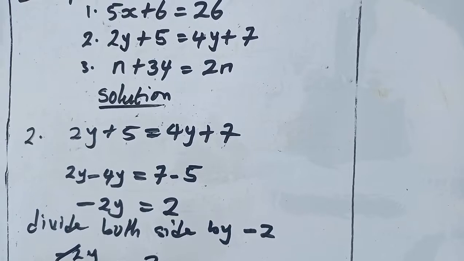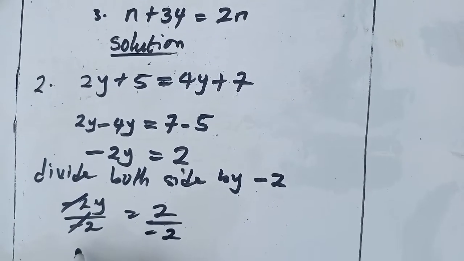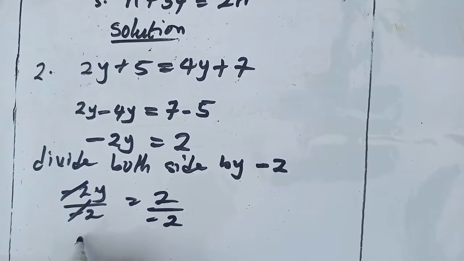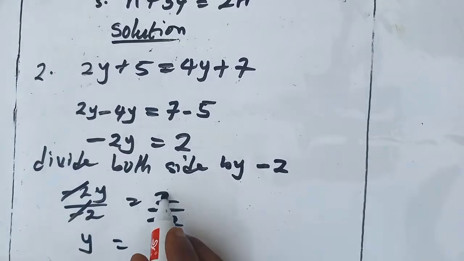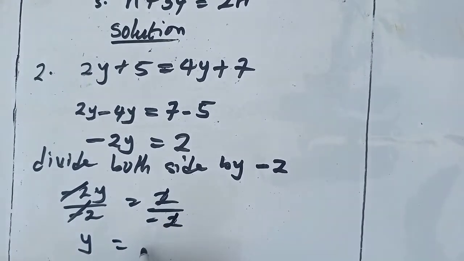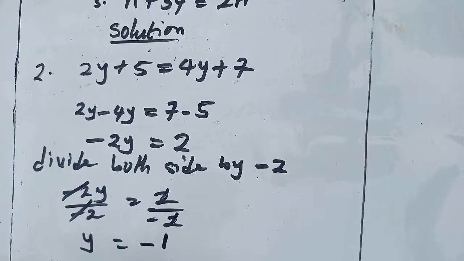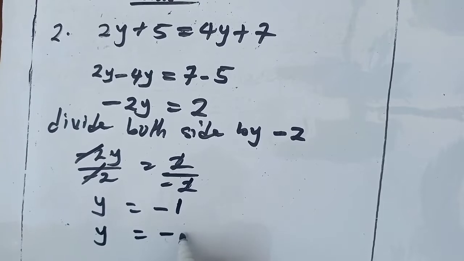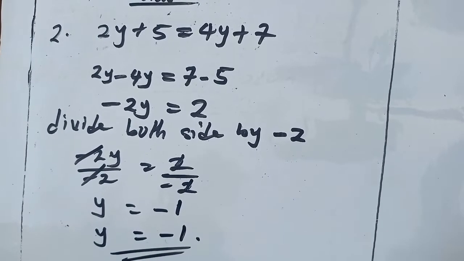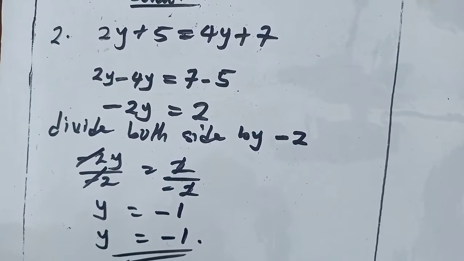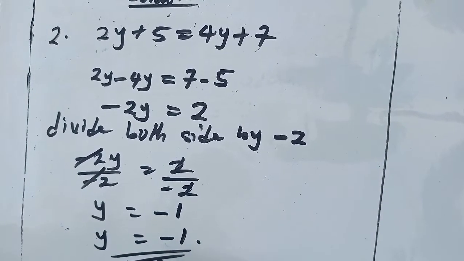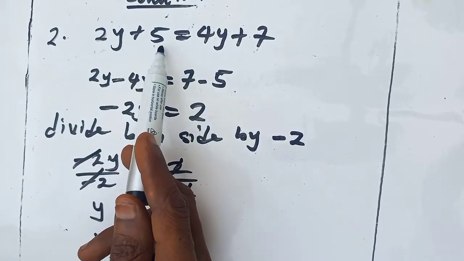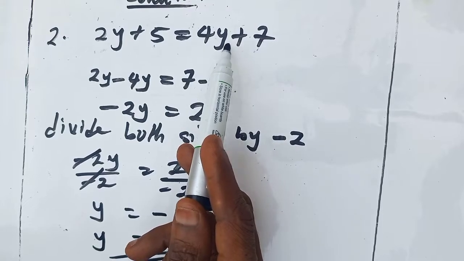So minus 2 cancels minus 2 here. That's y equals 2 divided by minus 2, which is minus 1. So our y is equal to minus 1. So the value of y in this question is minus 1. That is, if you substitute the value minus 1 into this equation, 2y plus 5, that is 2 times minus 1 plus 5, will be equal to 4 times minus 1 plus 7.